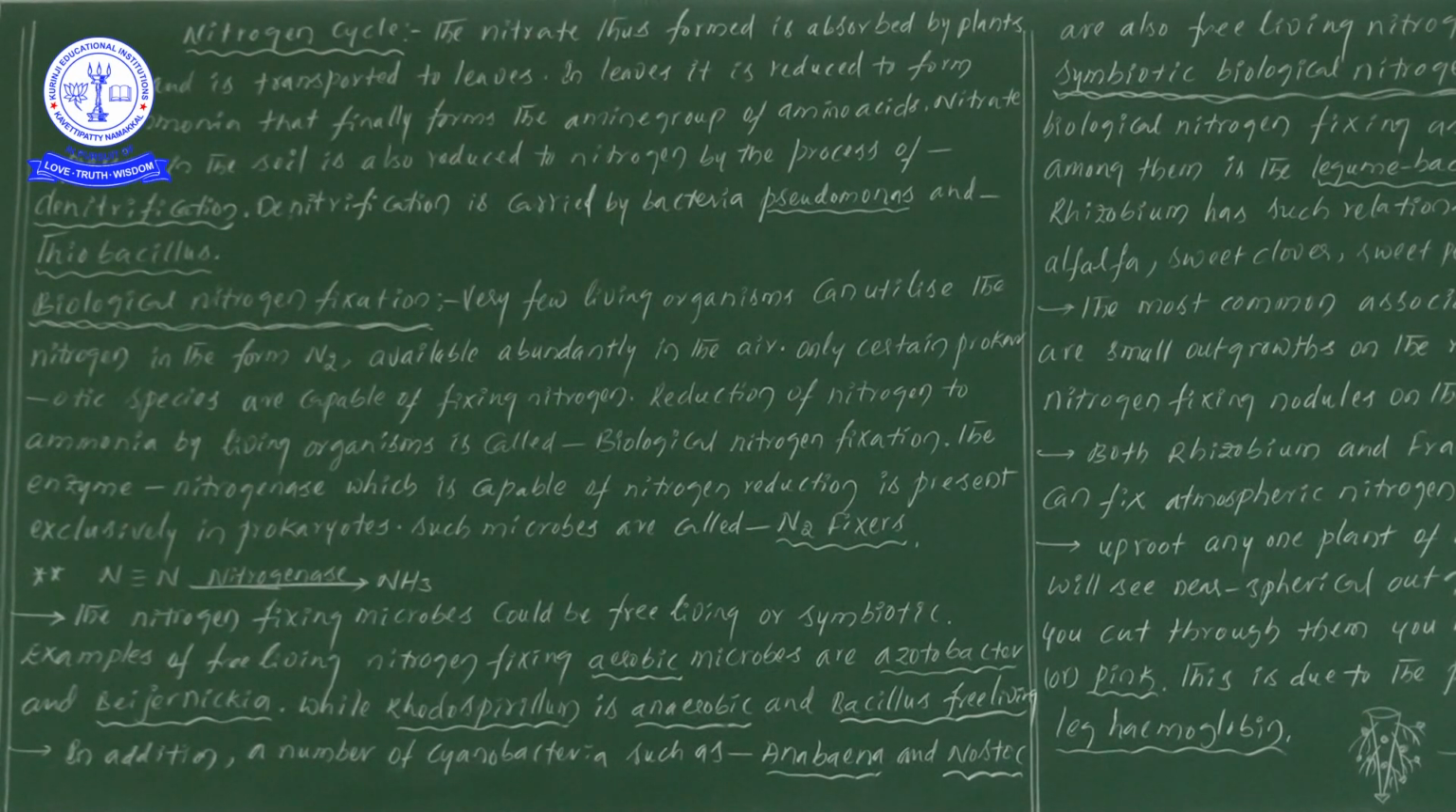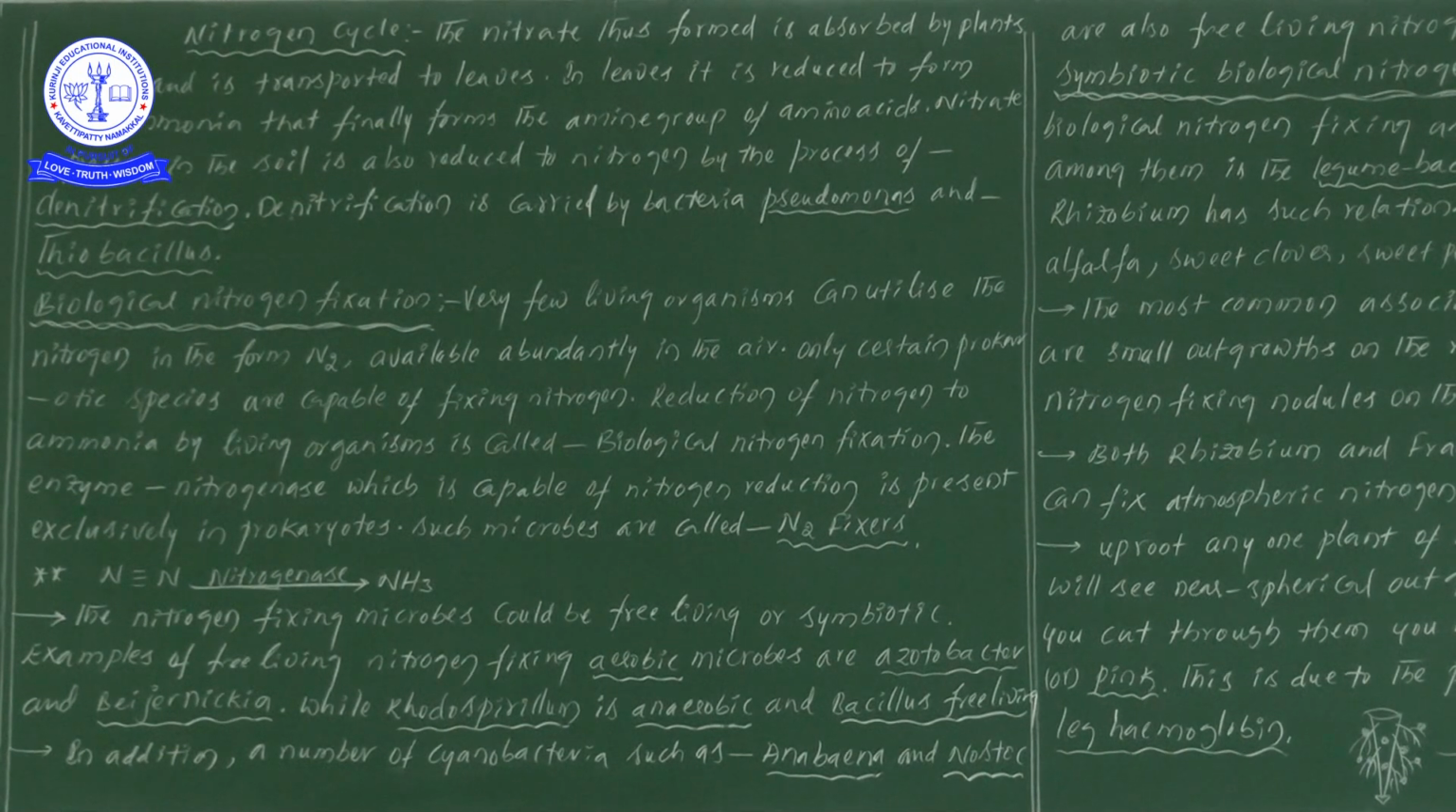Actually ammonia is converted into nitrates, the nitrate form is made, and then the nitrates enter the plant system and finally reach the leaf. Again in the leaves, the reduced form, ammonia formation, takes place. That finally forms the amino group of amino acids.